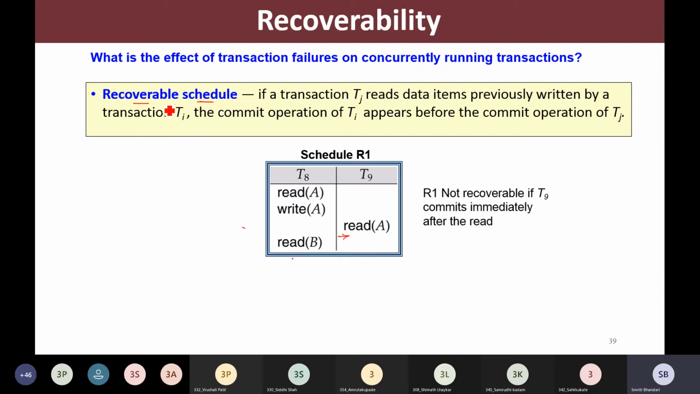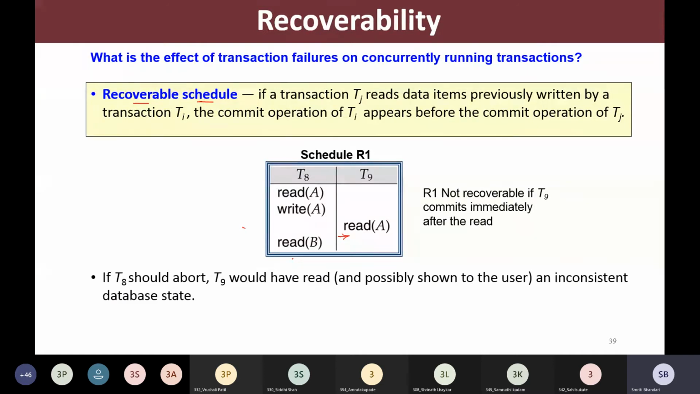Once again, I am reading the definition of recoverable schedule. If a transaction Tj reads data items previously written by a transaction Ti, then the commit operation of Ti appears before the commit operation of Tj. If this is the case, then we say that this is a recoverable schedule.